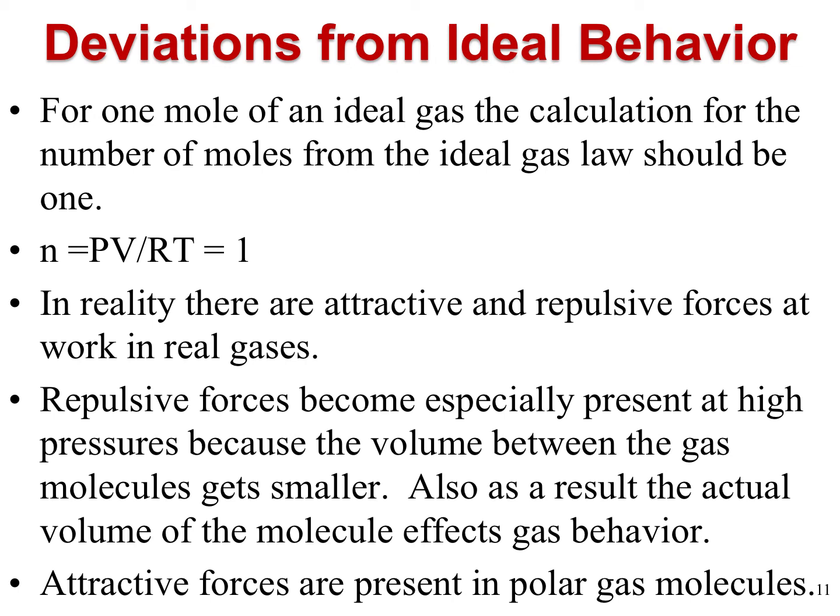Deviations from ideal behavior. For 1 mole of an ideal gas, the calculation for the number of moles from the ideal gas law should be 1. That is, n equals pressure times volume divided by R and temperature, which equals 1. There are attractive and repulsive forces at work in real gases. Repulsive forces become especially present at high pressures because the volume between the gas molecules gets smaller. Also, as a result, the actual volume of the gaseous molecules affects gas behavior.